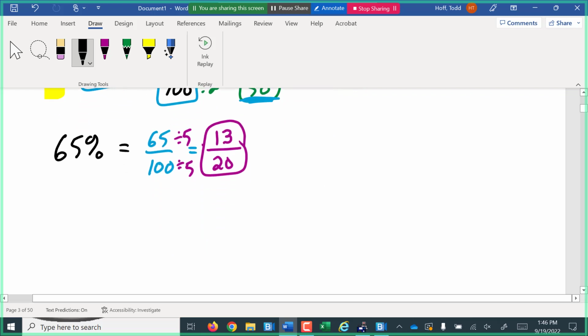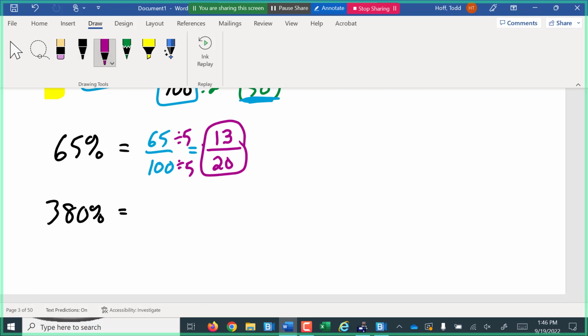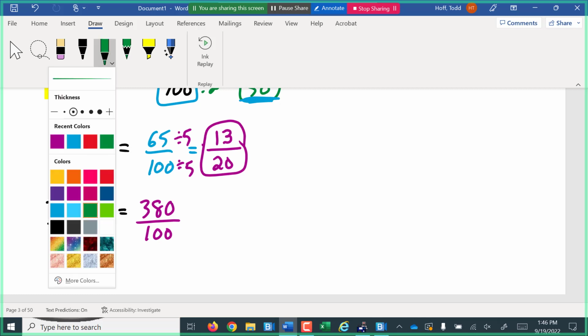Well, we can run into weird stuff like 380%. Now, we know that if it's more than 100%, it's more than the whole thing. 100% would be the whole thing, or 1. So 380% is going to be more than that. But it still starts out as 380 out of 100. And then we're going to have to reduce it, but it's also an improper fraction. We can turn it into a mixed number.